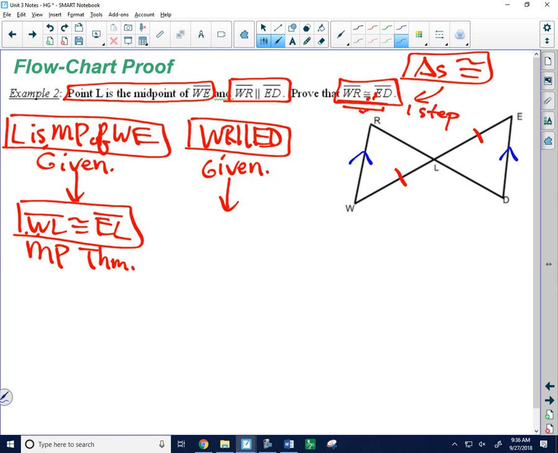I said it backwards. If you have parallel lines, you get alternate interior angles. So if these are my parallel lines, I can actually choose either transversal. So if I choose this one, it's going to be those two.